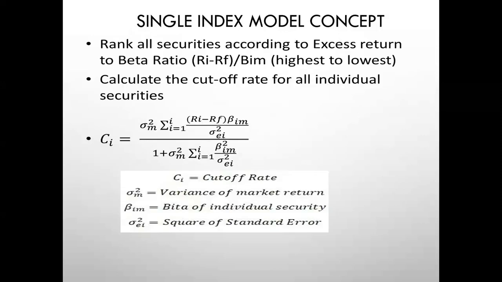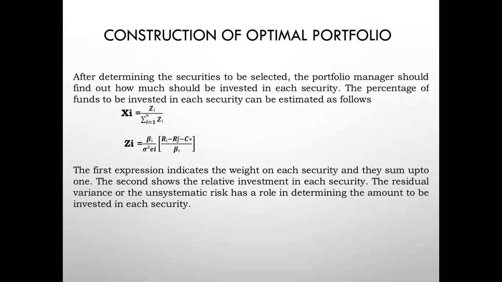Here, rank all the securities according to the excess return to beta ratio. Calculate the cutoff rate of all individual securities. After determining the securities to be selected, what will the portfolio manager do? He should find out how much should be invested in each security.